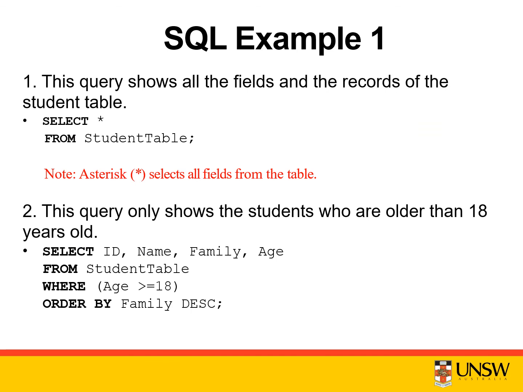Here you can see 2 simple examples of SQL statement. In the first example, we want to show all the fields and records from the student table, but in the second example, we want to see only ID, name, family, and age fields from the student table. Also, we want to only see the student records whose age field value is greater than 18. And finally, we want to sort the results based on the family name from Z to A.